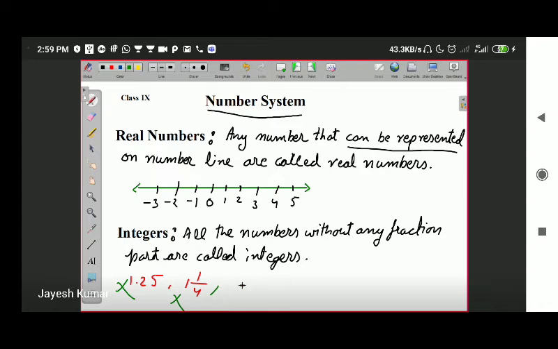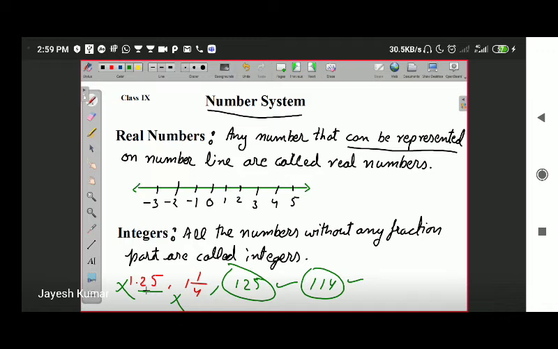There is no number after the decimal. Suppose I write 125. Yes, it is an integer. I write 114. Yes, it is an integer. If there is no fraction part. What do I mean by fraction part? The number after decimal. If there is no fraction part, then a number is called an integer.